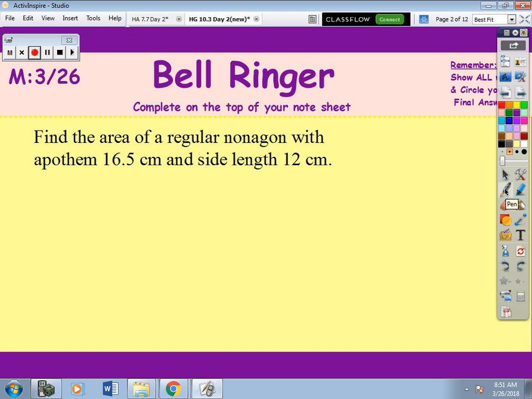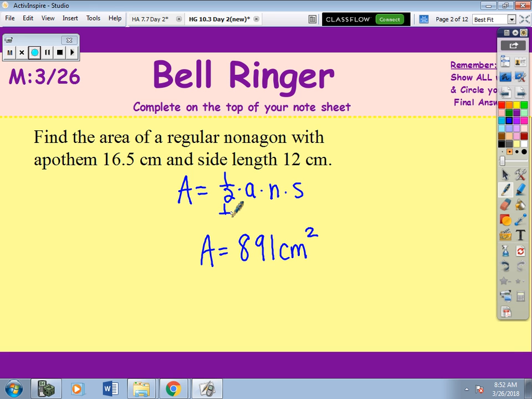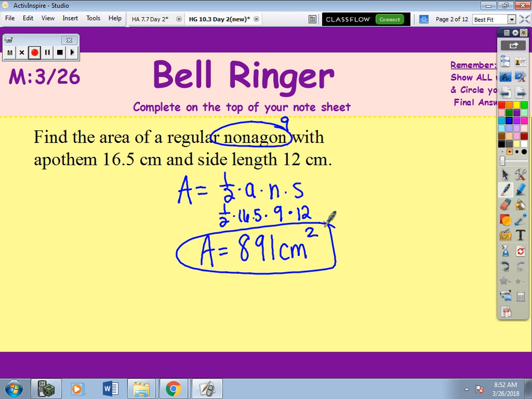Okay, who can tell me what you got for the answer to the bell ringer? I got 891 centimeters squared. Very good. So we should have used our 1/2 apothem times the number of sides times the side length, and then just substitute in, remembering that a nonagon has 9 sides. Problem can't get much easier.